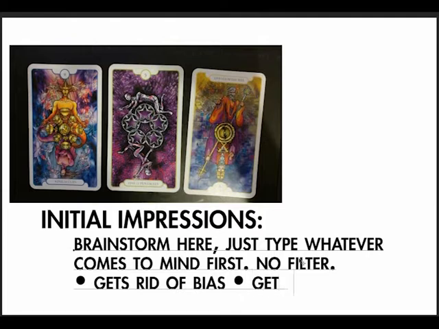The second step would be to go over each card one at a time. So if we start with, let's say, the one on the left, the Nine of Cups. For each card, I usually start with the suits because it's easier. So for example, the suit of cups, you want to figure out what exactly do you relate cups to.